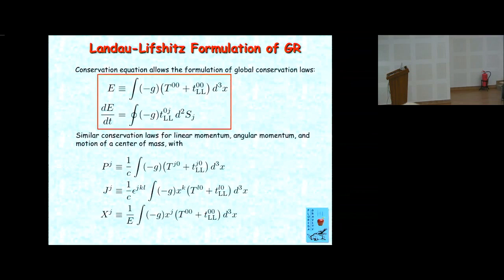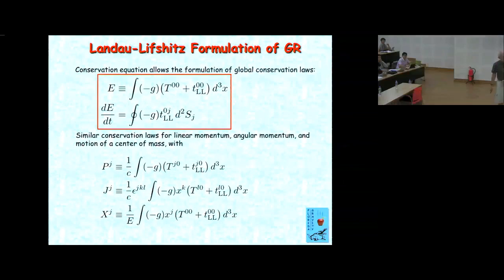D by dt becomes a partial inside because we have to hold x fixed. But because of that divergence equation, d by dt of that is equal to minus d by dxj of minus g t0j plus t Landau-Lifshitz 0j, d3x, right? Because remember, it was a partial derivative. Partial beta of t, zero beta, is equal to zero. If I split that up into a time derivative and a spatial derivative, then this is equal to minus that, right?